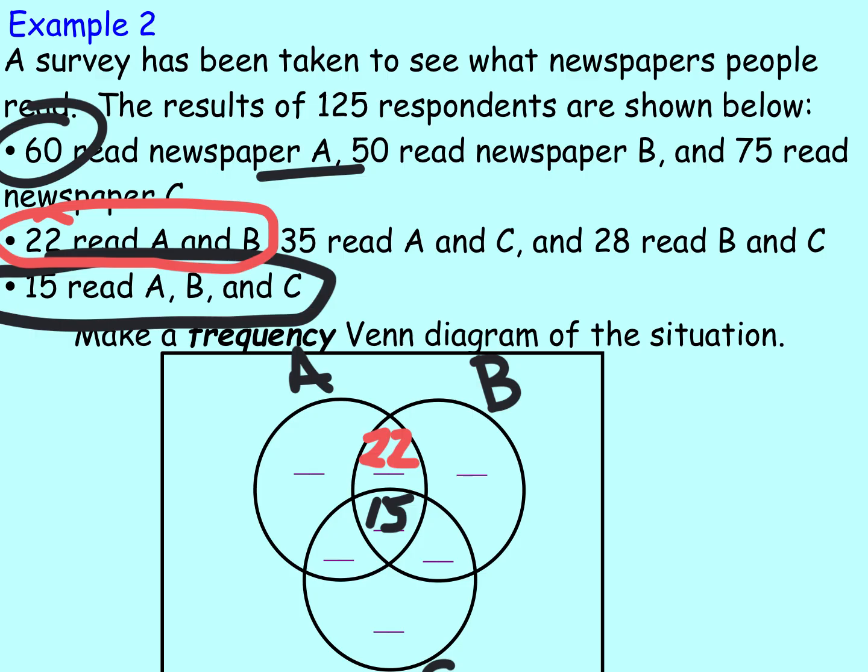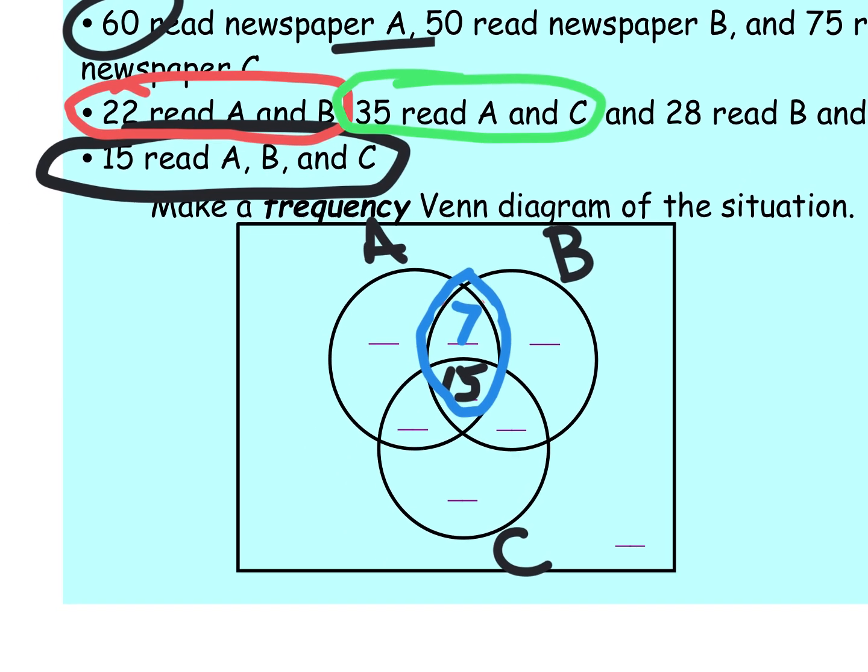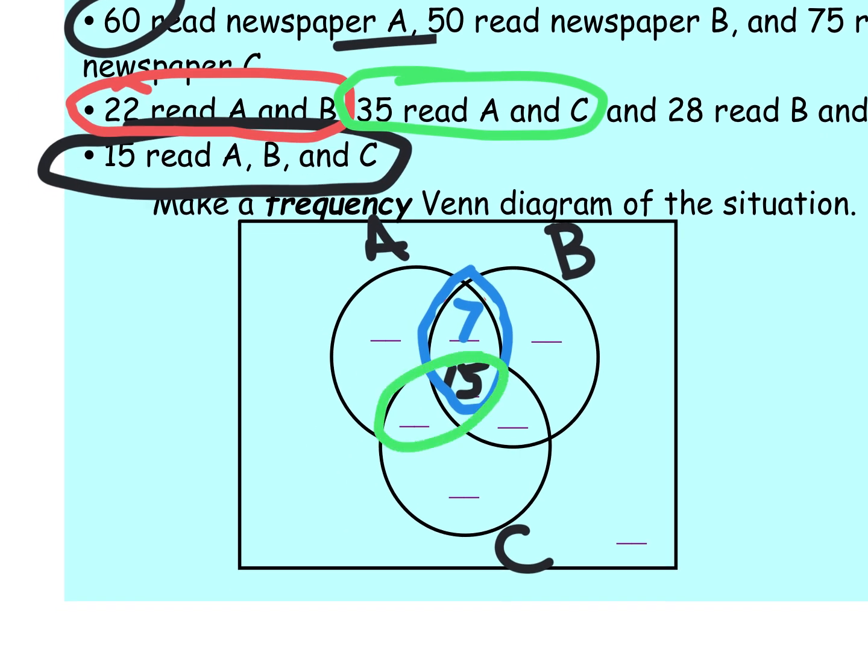A and B together is these. So together they make 22. So that is not a 22, it's a what? It's a 7. So that together they make 22. Does that make sense? All right, cool. Then 35, read A and C. So A and C is these two. They make 35, so this will be 20.